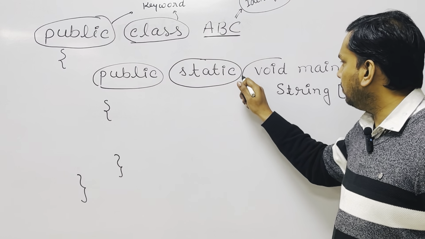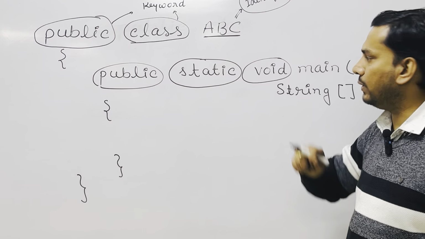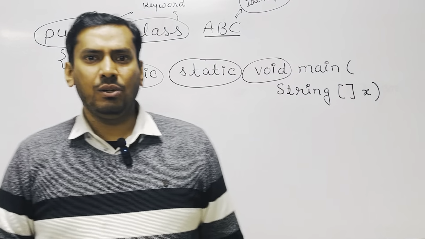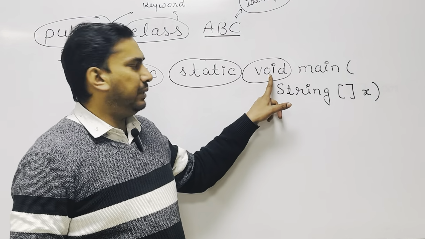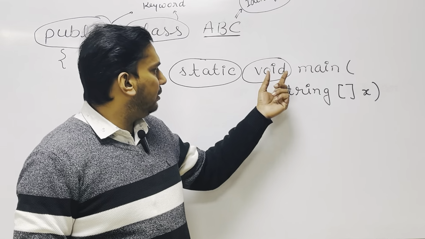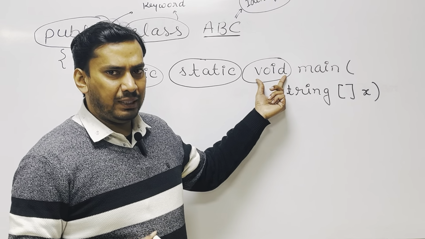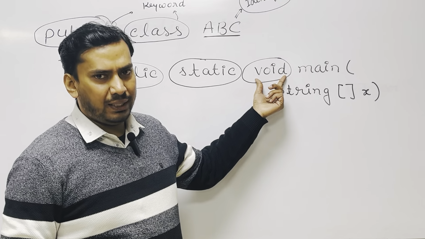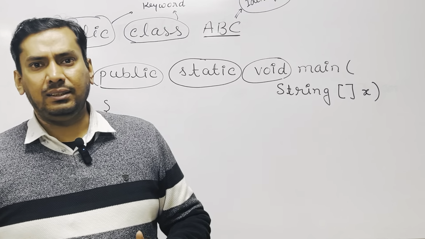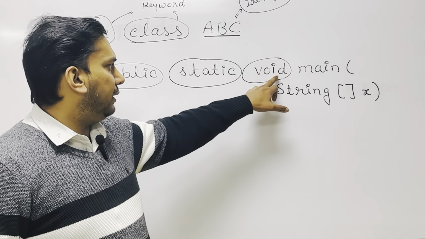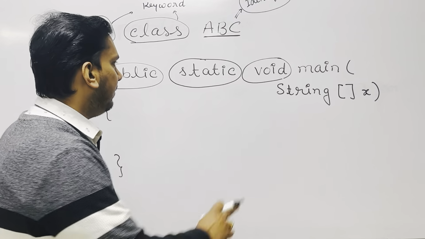Then the third one is void. Void is also a keyword in case of Java. So what is void? Void is acting as a return type here, right? It is similar to the C and C++ programming languages, where we write void. Void means a return type which does not return any value. So you can say there is no return here. So void is a keyword.